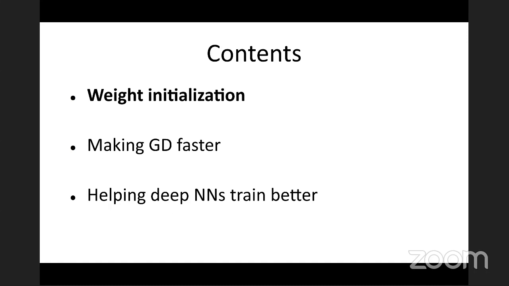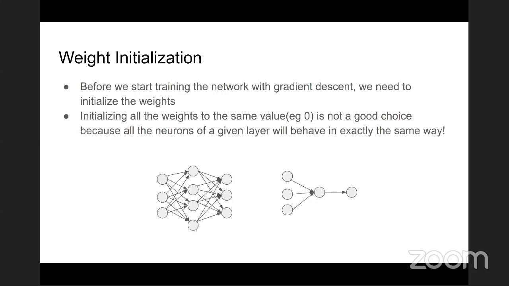So there will be three parts. The first part will be weight initialization. Second part will be making gradient descent faster. That means you will be able to find the desired solution a little bit faster, and then helping the neural networks train better. Okay. So let's first look at weight initialization.